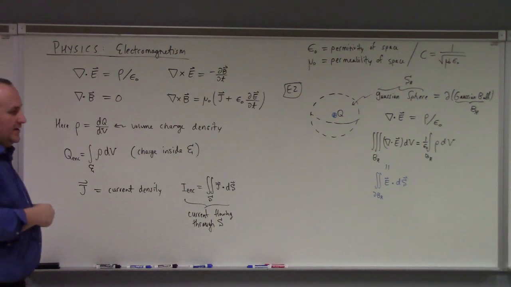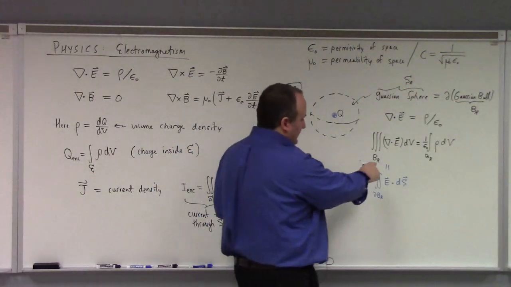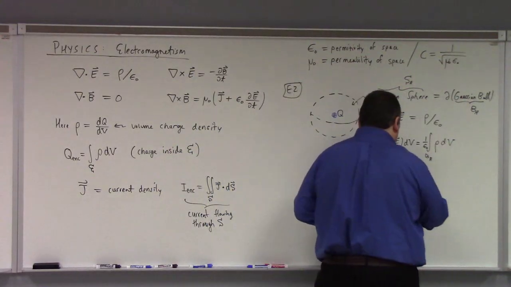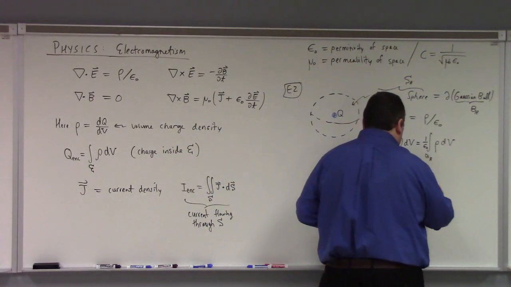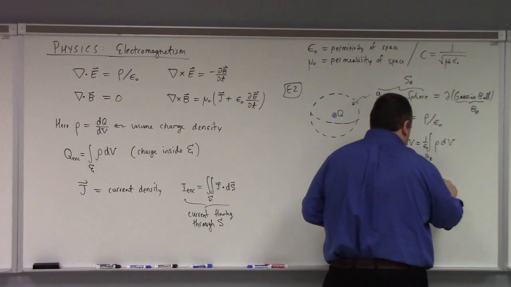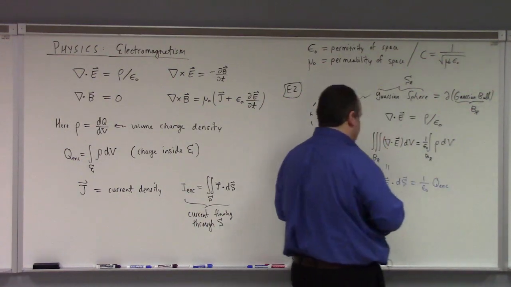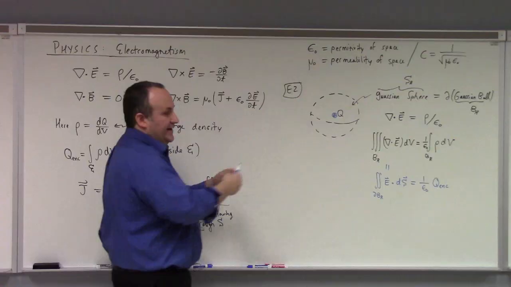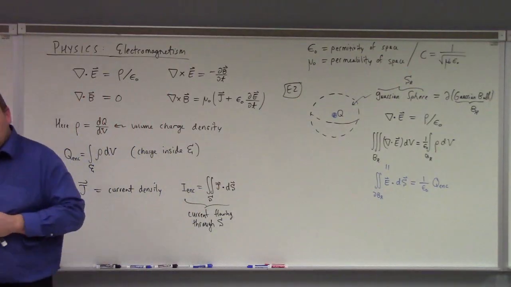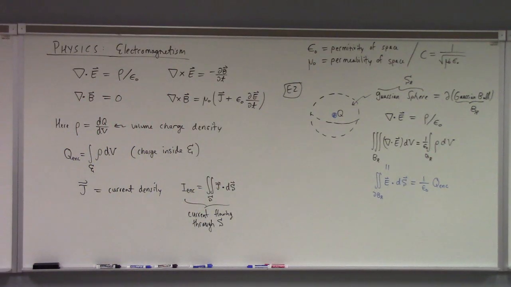So anyway, Gauss's theorem, or the divergence theorem, gives me this. But on the flip side, what is this? Well, this is 1 over epsilon naught times the charge enclosed, right? You should recognize that as Gauss's law from physics 232. The electric flux is equal to the charge enclosed divided by the permittivity of free space.